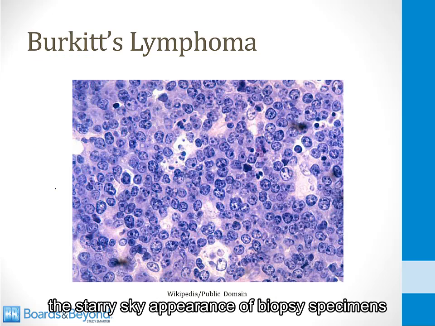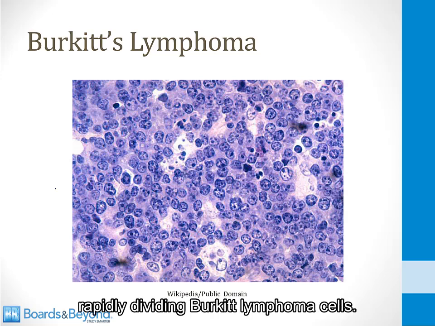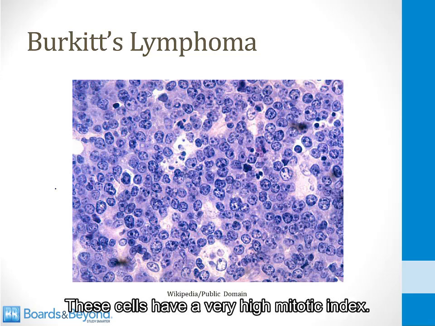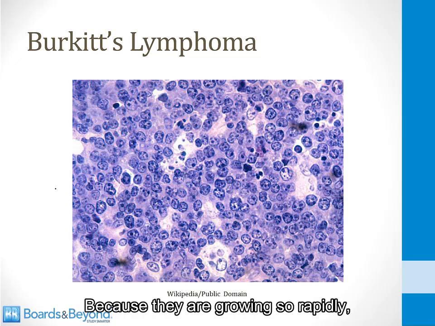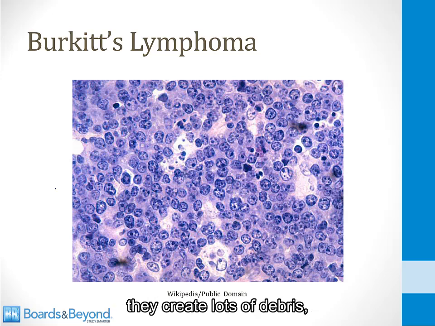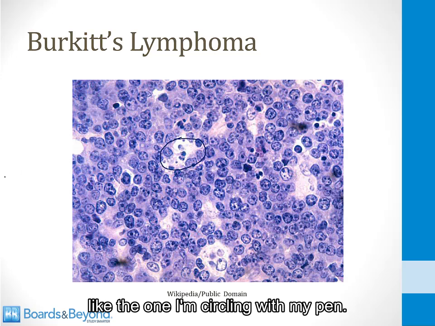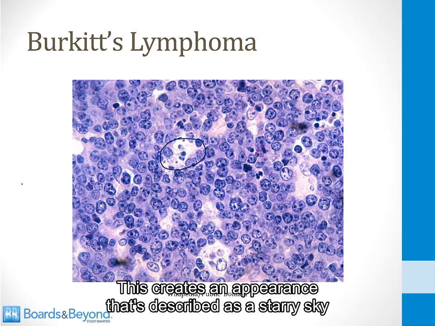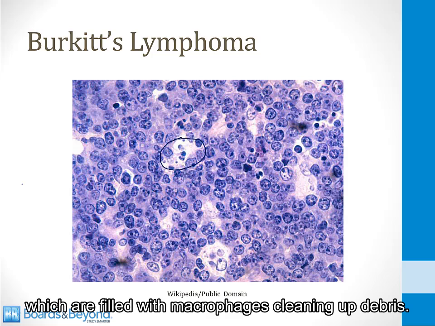This is a picture of the starry sky appearance of biopsy specimens in Burkitt's lymphoma. Shown in the picture are numerous rapidly dividing Burkitt lymphoma cells. These cells have a very high mitotic index. They are rapidly growing and dividing. Because they are growing so rapidly, they create lots of debris, which is cleaned up by macrophages. When macrophages come in and clean up the debris, they create clearing spaces like the one I'm circling with my pen. This creates an appearance that's described as a starry sky with lots of cancer cells interspersed with white areas, which are filled with macrophages cleaning up debris.